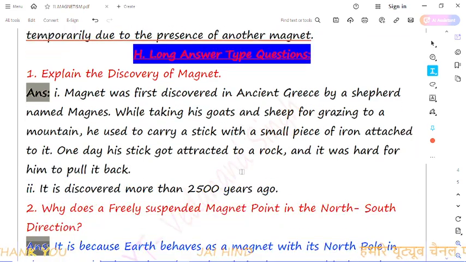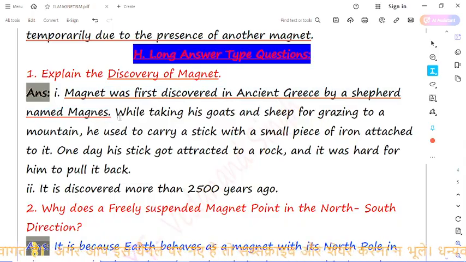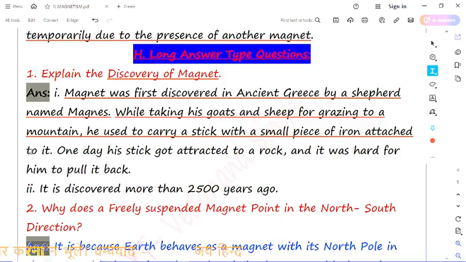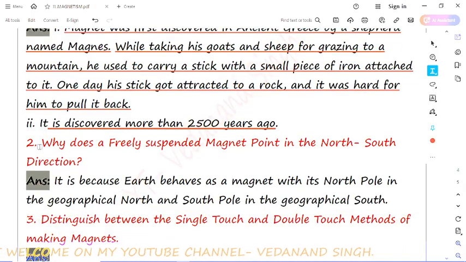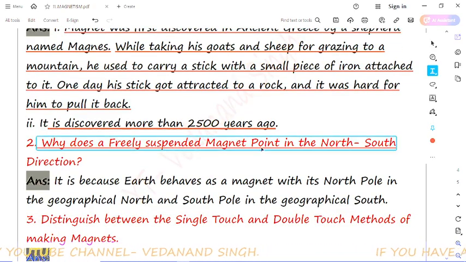Now the long type questions are here. The first question is, explain the discovery of the magnet. Means we have to explain how it was discovered. The first point is, the magnet was first discovered in ancient Greece by a shepherd named Magnes. While taking his goats and sheep for grazing to the mountain, he used to carry a stick with a small piece of iron attached to it. One day his stick got attracted to a rock and it was hard for him to pull it back. It was discovered more than 2500 years ago.